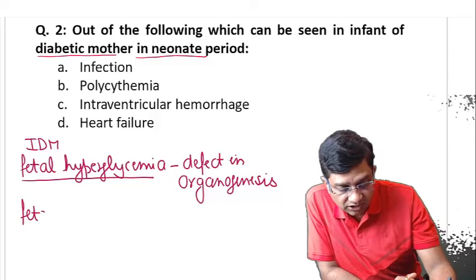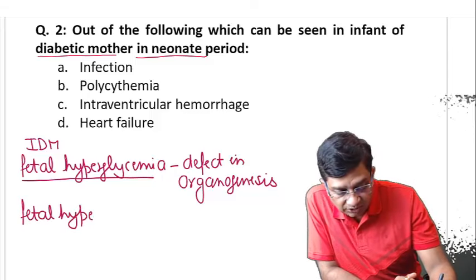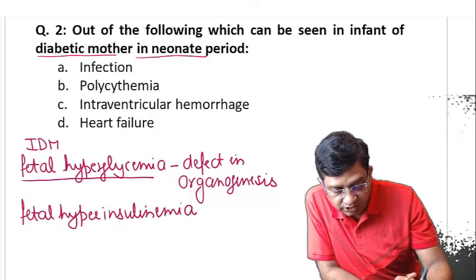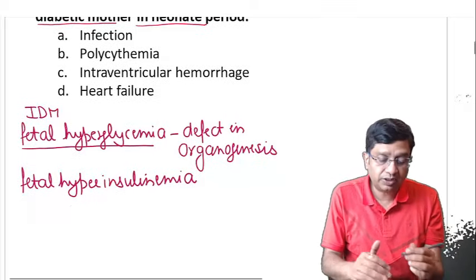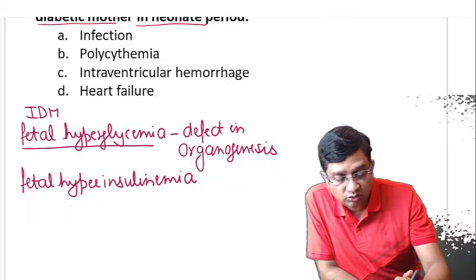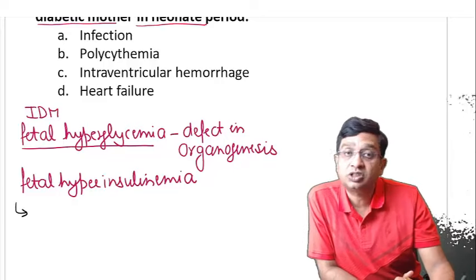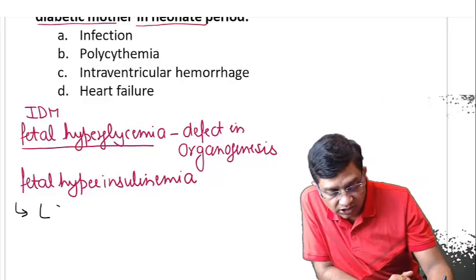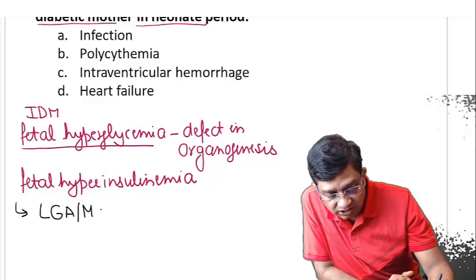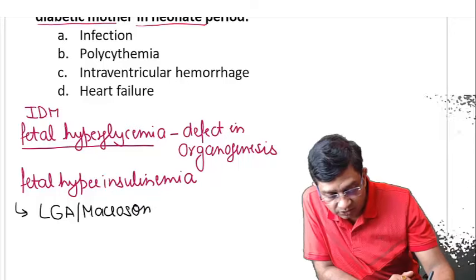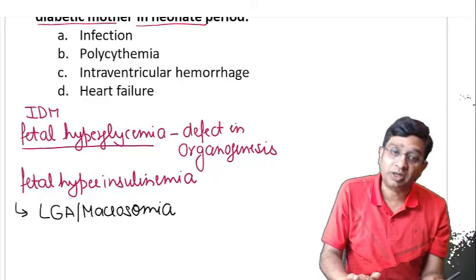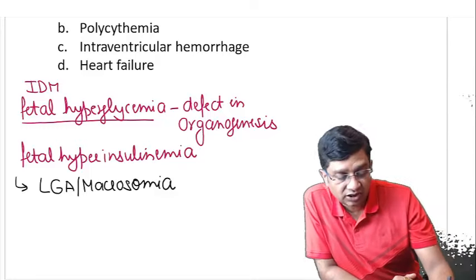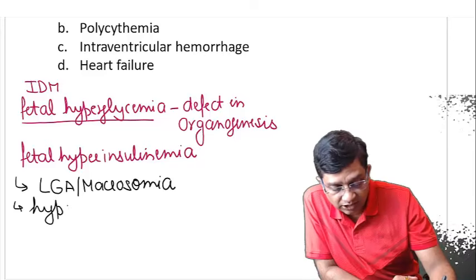Another thing present here is fetal hyperinsulinemia. What does this fetal hyperinsulinemia cause? Insulin is the major hormone responsible for intrauterine growth. So more insulin means more growth. So this child is large for gestational age or macrosomia. In this child, insulin is more. In spite of getting an adequate diet, this child can have hypoglycemia.